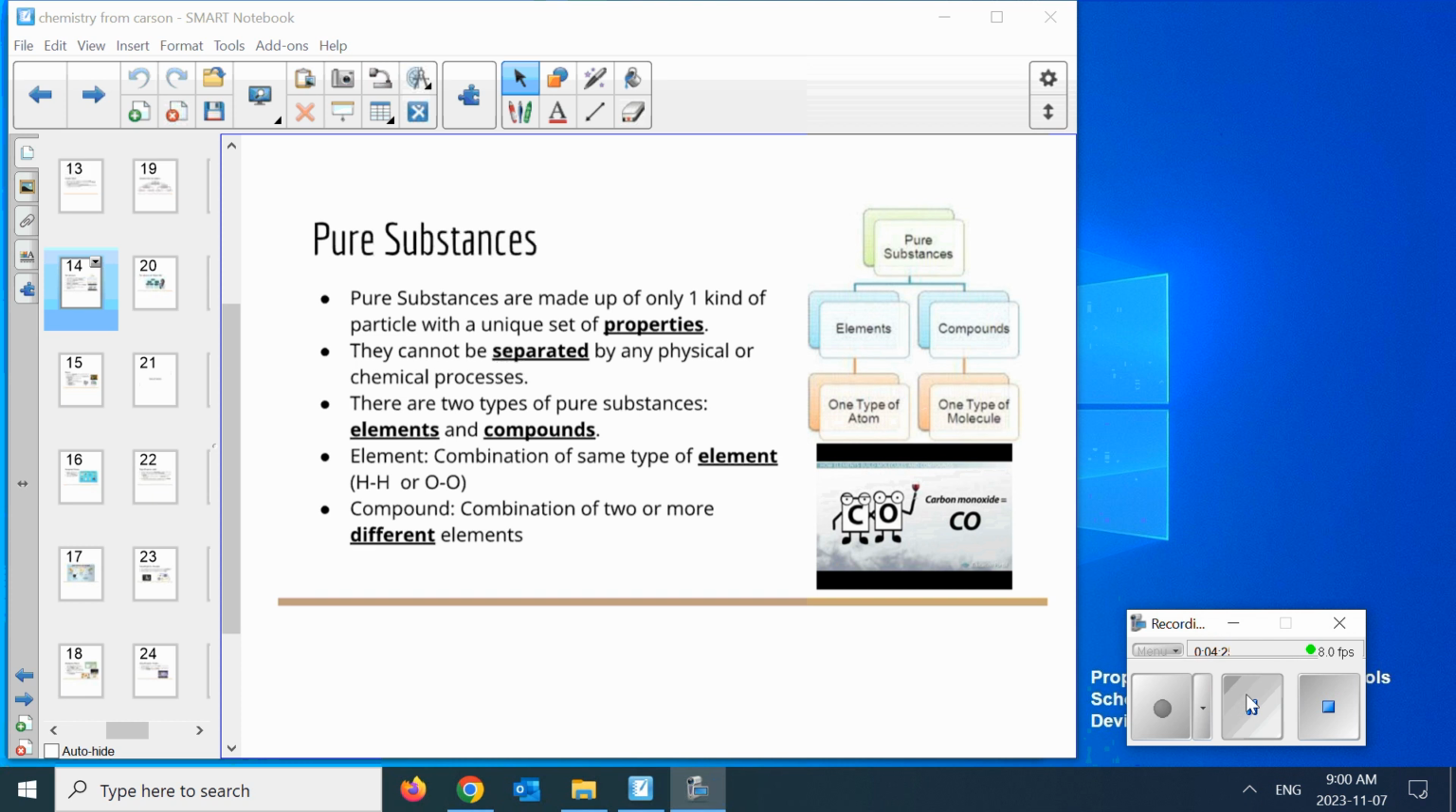I'm going to quickly skip out, though, to make a copy of this. Okay, on this, do you notice that pure substances in this organizer chart here are either elements or compounds? Elements are one type of atom, one type of molecule there.